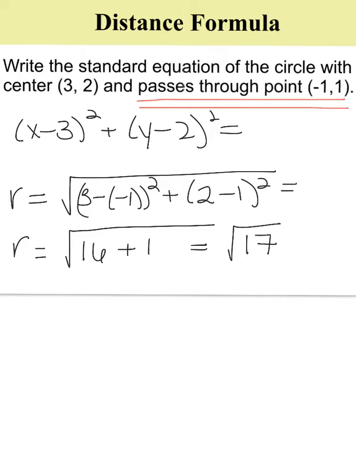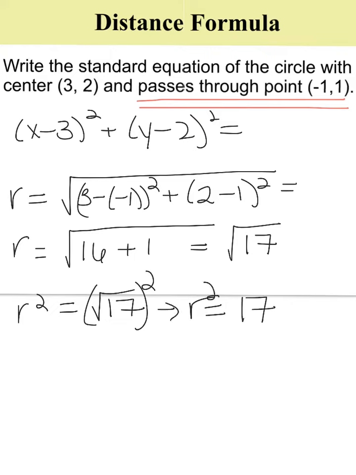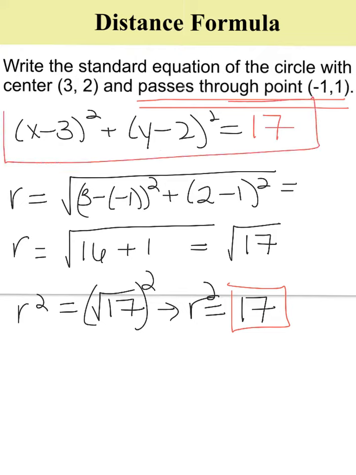Now if I square the radius, that's equal to just 17. So this is the final output for the equation of the circle, given a point on the circle and the center.